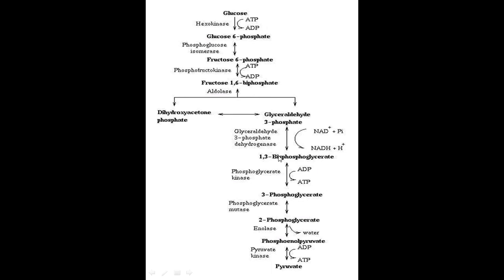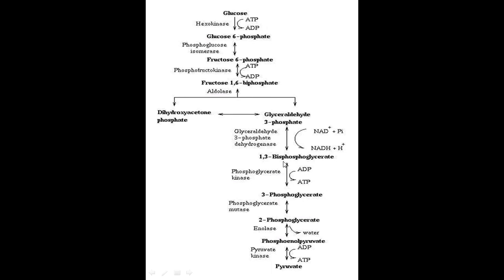1,3-bisphosphoglycerate has 2 phosphate groups. The first point of ATP production is conversion of 1,3-bisphosphoglycerate to 3-phosphoglycerate. Here, 1 phosphate molecule is removed from the 1,3-bisphosphoglycerate to ADP to produce ATP. This kind of ATP production is called substrate level phosphorylation because it is just the addition of a phosphate group from a substrate to an ADP to form an ATP.